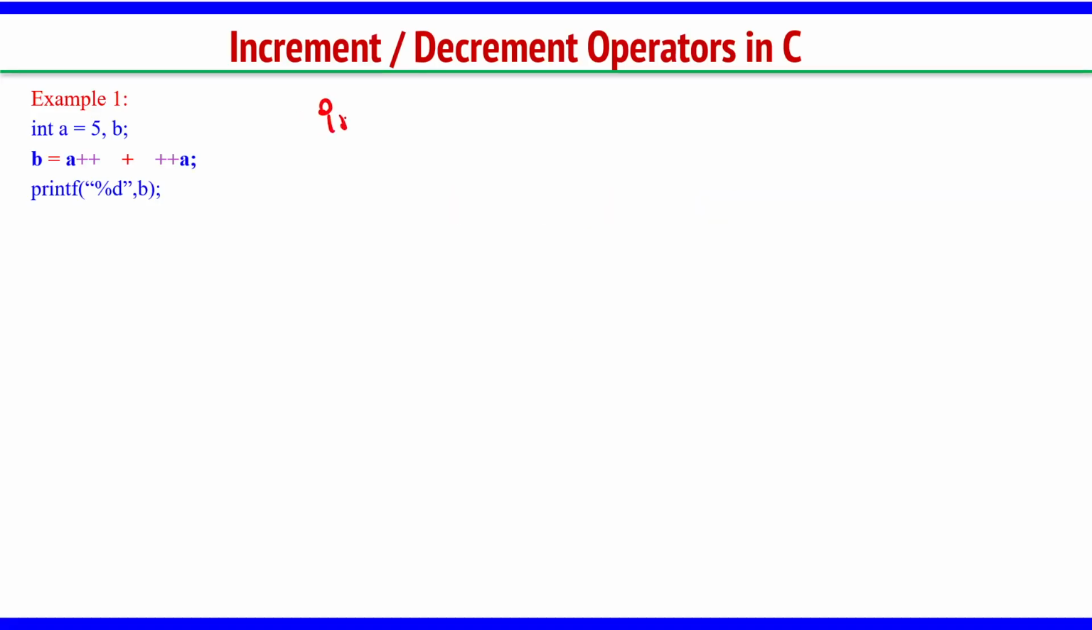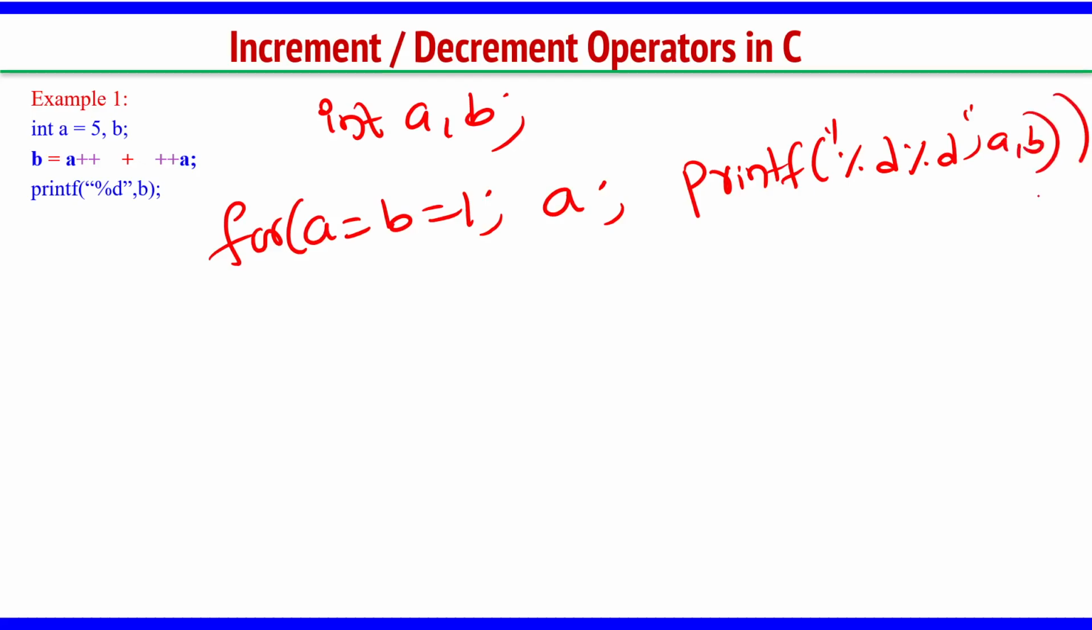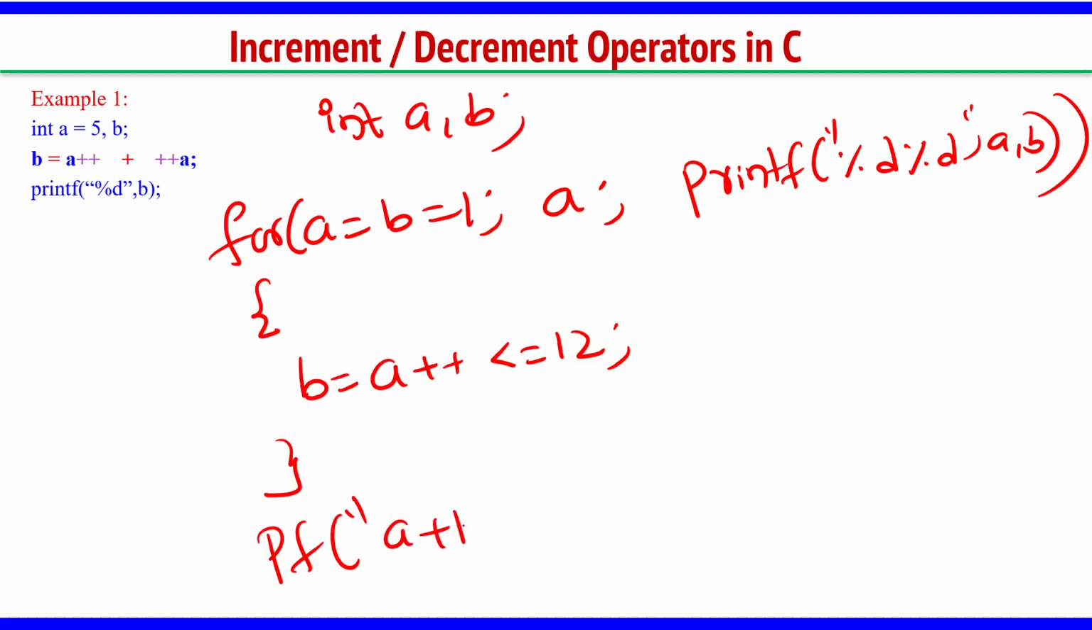See, this is also a previous question. int a, b; for a equal to b equal to 1; a; printf("%d", a, b) and then b equal to a plus plus less than or equal to 12; printf a plus 10 comma b plus 10. This is the question.